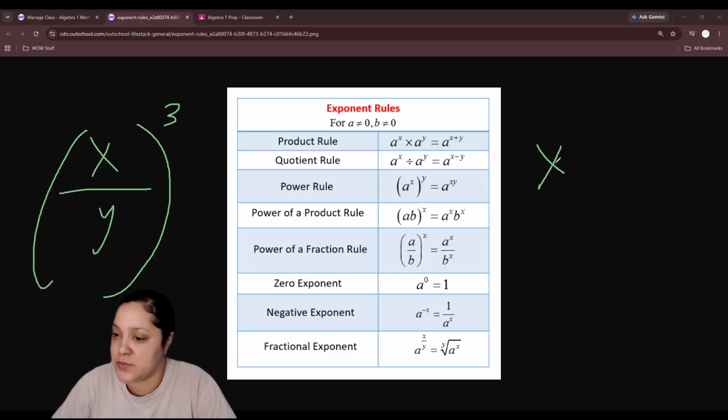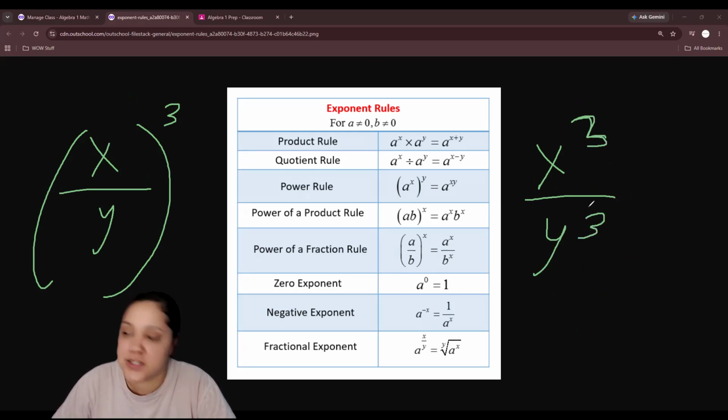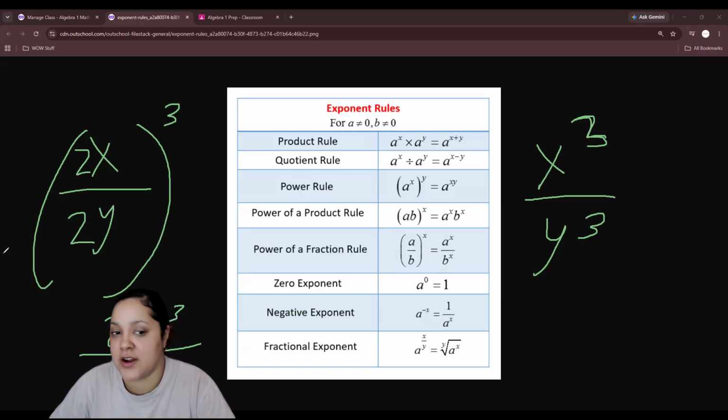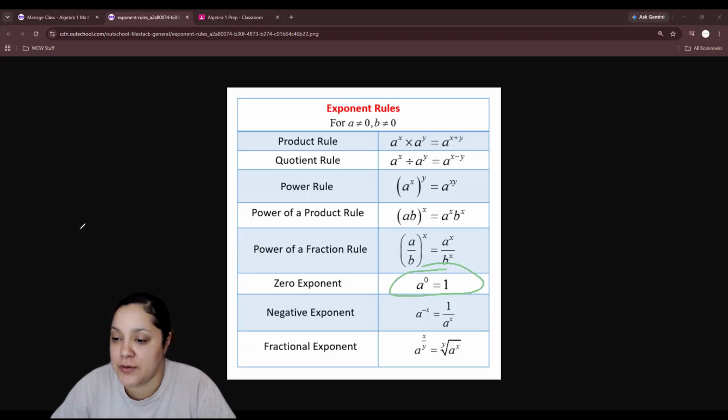Now, with fractions, let's say I have x over y to the 3rd. Oh, sorry, this should be a 3. You would apply the exponent to the top number and also to the bottom number. So this would be x to the 3rd over y to the 3rd. And if there's a number in front, you want to apply that to the 2 as well. So 2 to the 3rd power is 8. So this would be 8x to the 3rd over 8y to the 3rd. And then these would, of course, cancel each other out because you can simplify fractions.